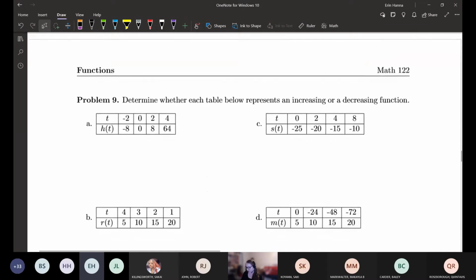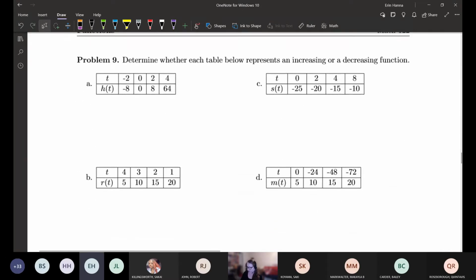Determine whether each table below represents an increasing or a decreasing function.